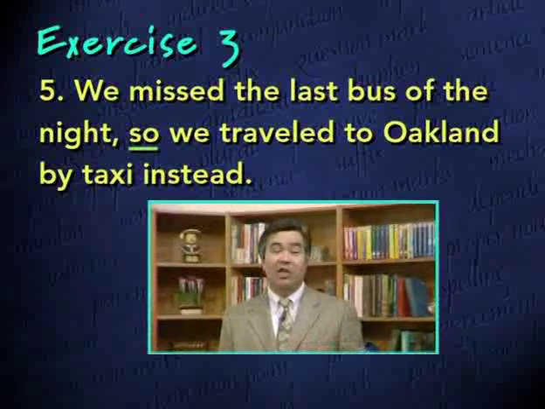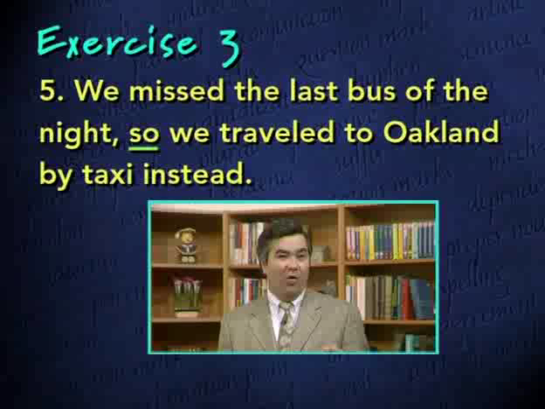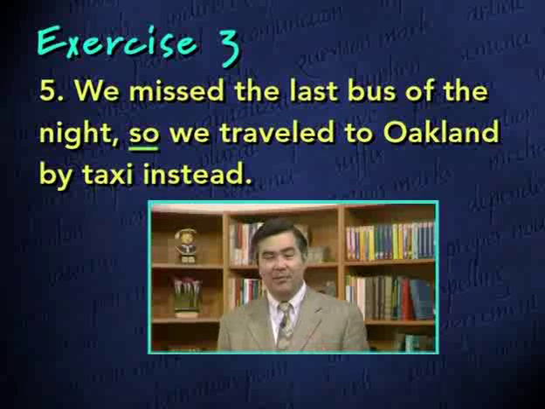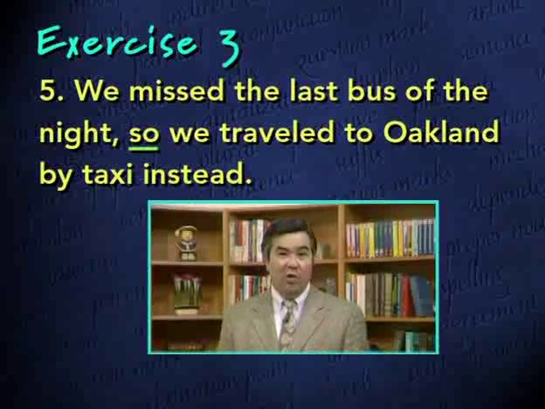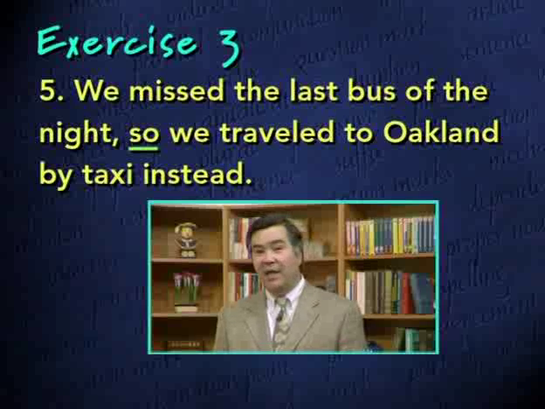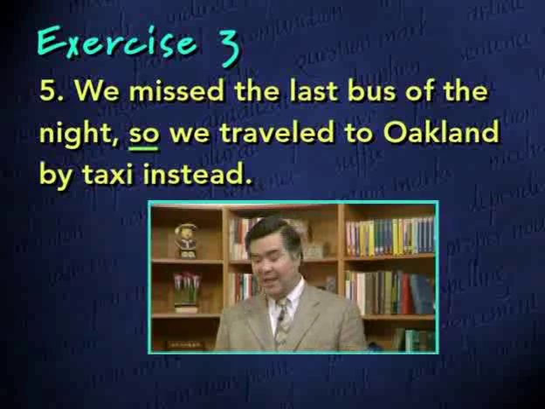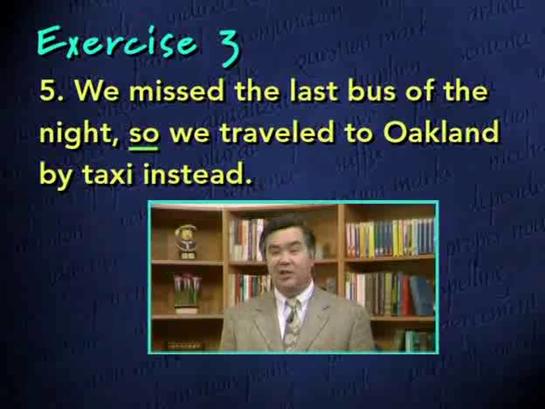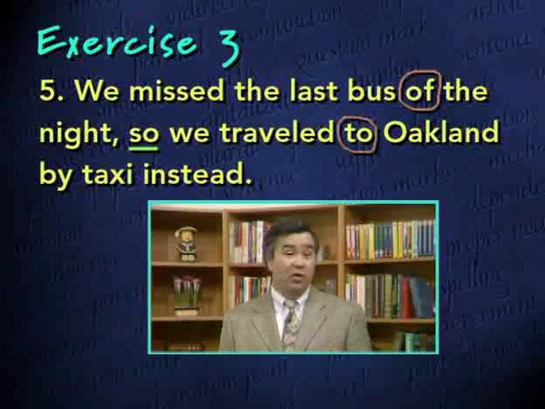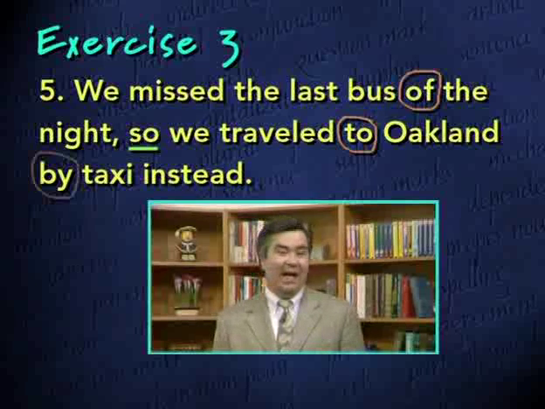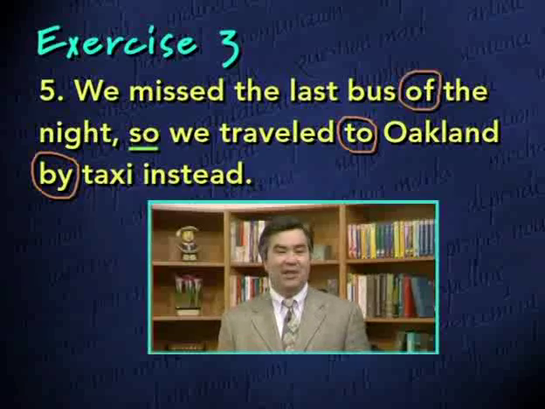So, remember there are just seven coordinating conjunctions: and, but, or, nor, for, yet, and so. And your choice of which one to use will depend on the meaning of the sentence. Here, the word so makes sense. And remember that coordinating conjunctions link two things that are more or less equal in importance or meaning, and that's the case here. In addition, the sentence contains three prepositions: of, in the prepositional phrase of the night; to, in to Oakland; and by, in by taxi. So there's one coordinating conjunction and three prepositions in this sentence.